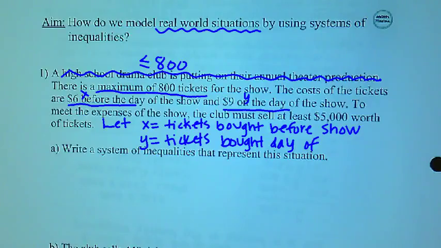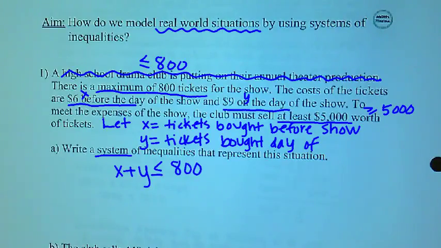Okay, so let's read the rest of this. So the club needs to make at least $5,000 worth on the tickets. Okay, at least. So we can make more. So greater than or equal to 5,000. Okay, remember we are going to have two inequalities because it is a system. Okay, so the first one I'm going to do is the nice easy one. So X plus Y is less than or equal to 800. Okay, we cannot go over that many tickets.